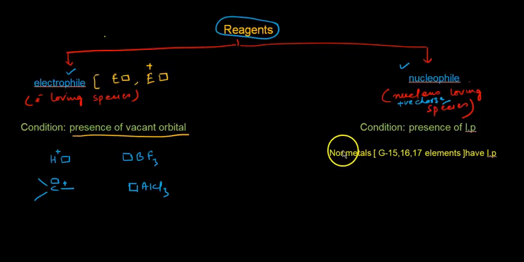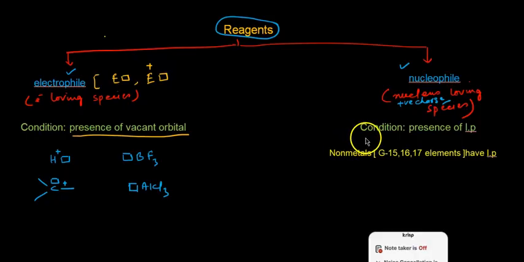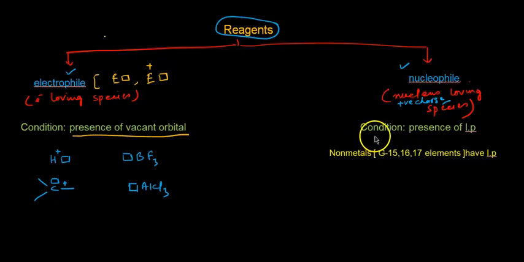Now, who can be nucleophiles? Who will be looking for positive charge? Those who have excess electrons or unshared electrons to attack the positive charge. And so the condition for being a nucleophile is the presence of a lone pair. Now, the simple question is which species can have a lone pair, and the answer is pretty simple.